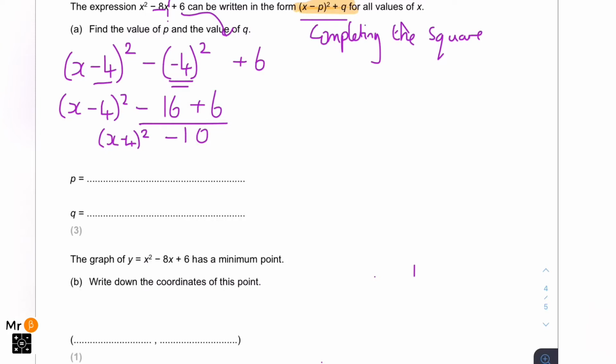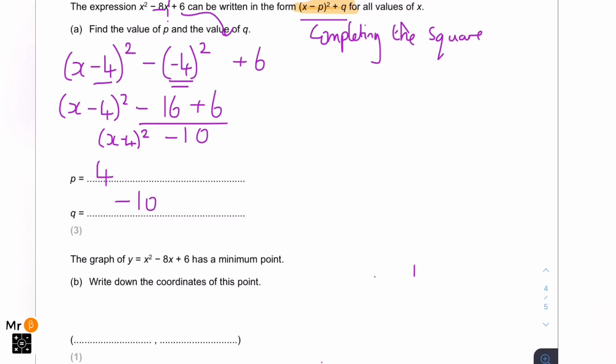So then if we read the question carefully, it wants to know what the value of p is. Well, p must be 4, as it's already got our negative sign in the bracket. And it wants to know what q is. Well, q must be negative 10.